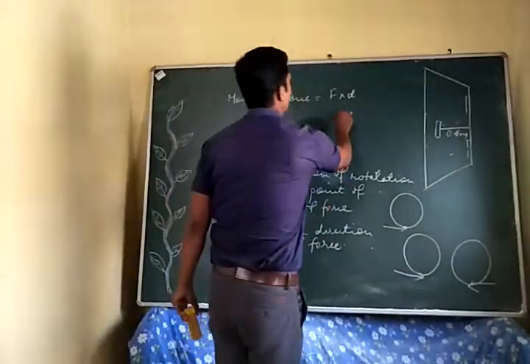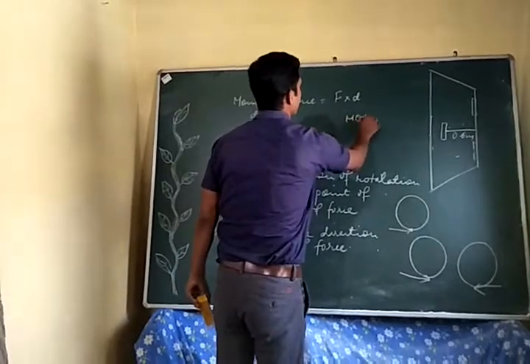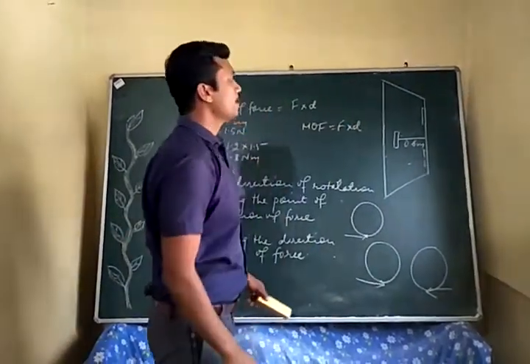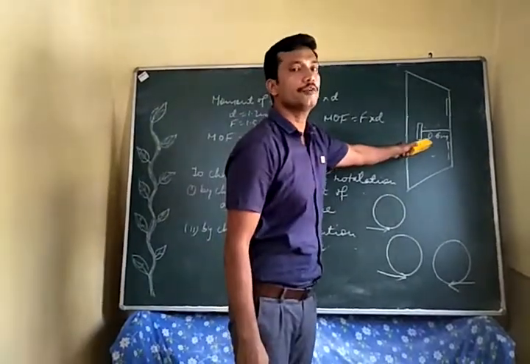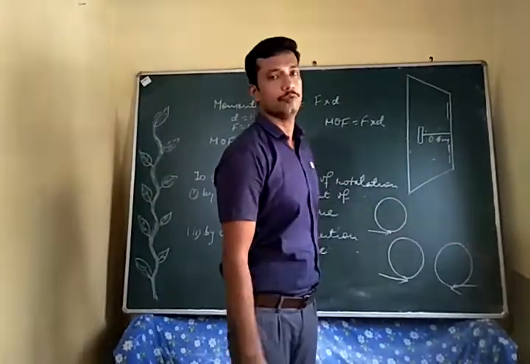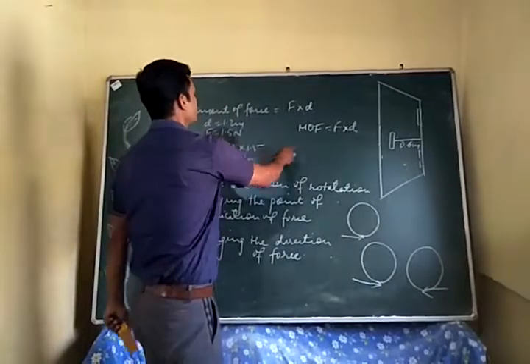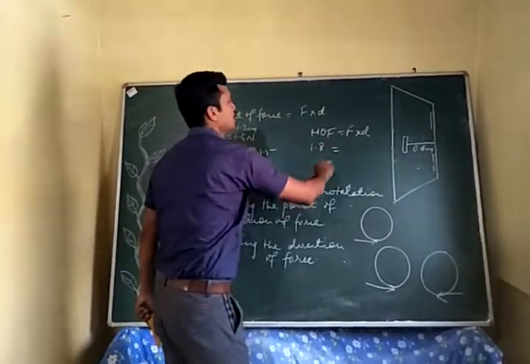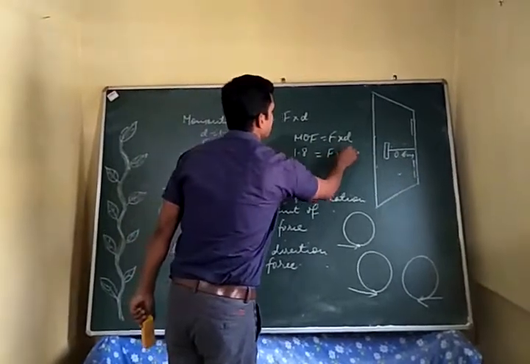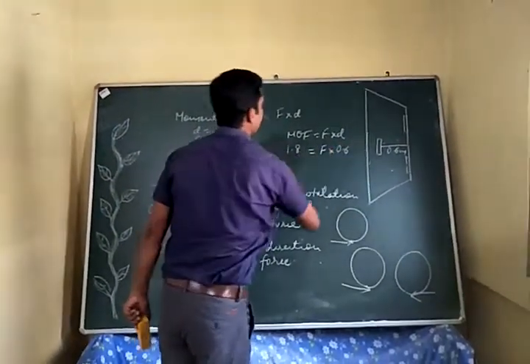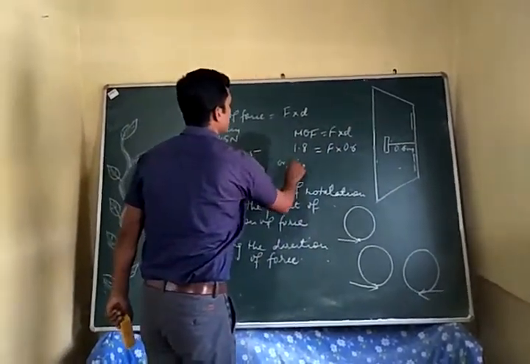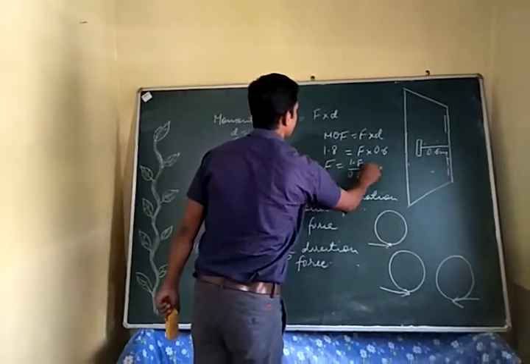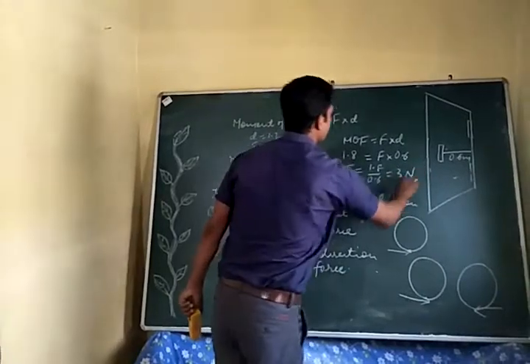So we are going to use the same formula, since moment of force is equal to force into distance, and this time we are going to find the magnitude of the force to be applied on the door. So moment of force we have already calculated as 1.8, force into distance is 0.6 meter given. So force will be equal to 1.8 divided by 0.6, which is equal to 3 Newton.